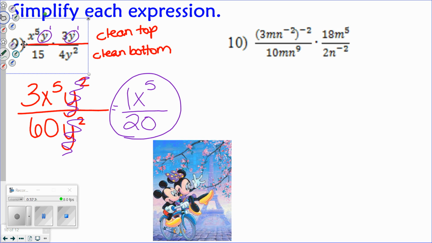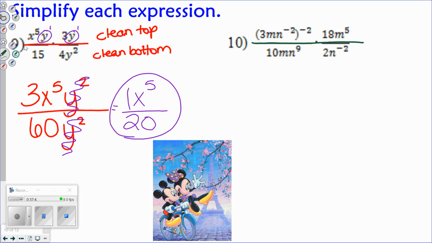All right, number 10. We're almost there, guys. Number 10. Again, you've got the fraction times the fraction. How can I think of it? One big fraction bar. Yeah, we can just make this one big fraction bar.